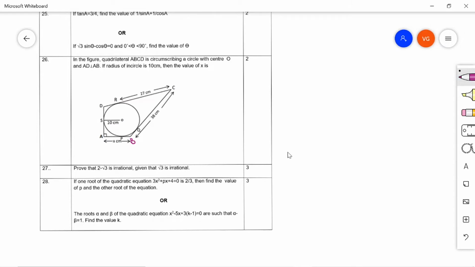Next is question number 26. In the figure, quadrilateral ABCD is circumscribing a circle with center O, and AD is perpendicular to AB. If the radius of the incircle is 10 centimeter, then find the value of X. So study the figure very carefully. Here ABCD is a quadrilateral and this is the circumscribed circle with center O and radius 10 centimeter.